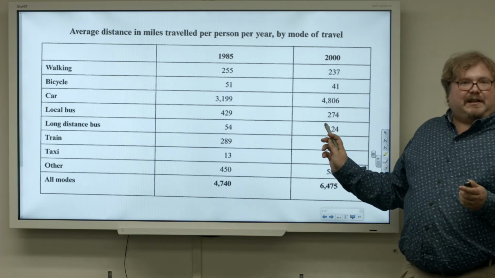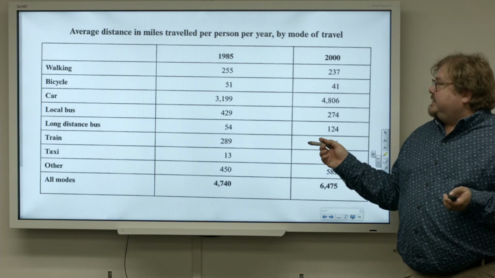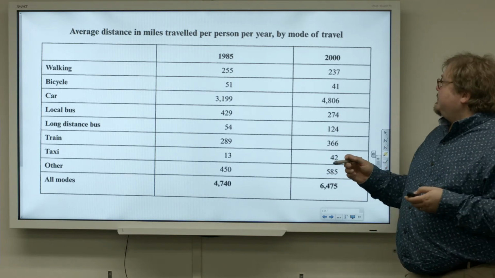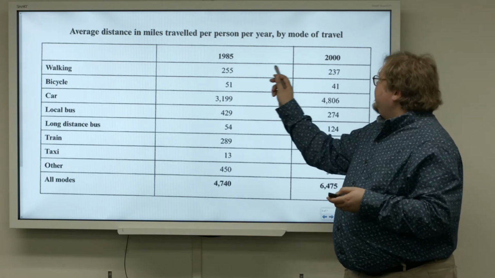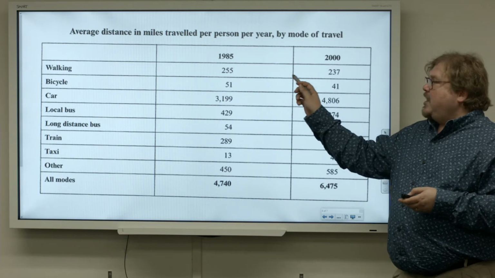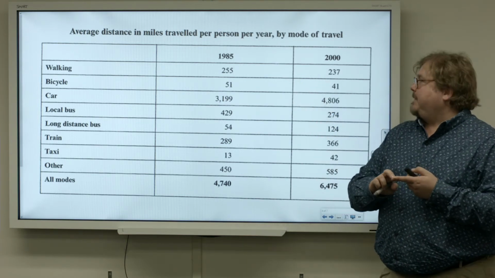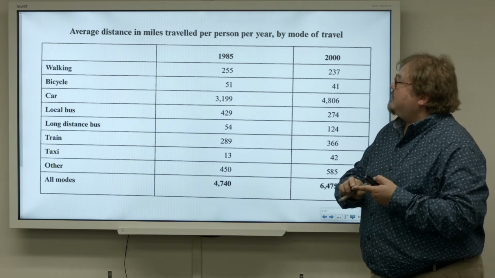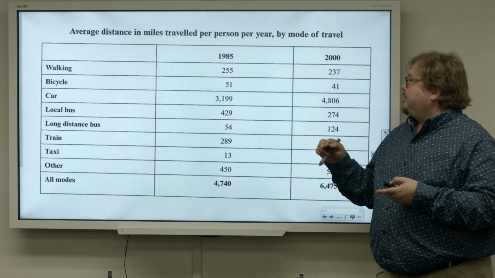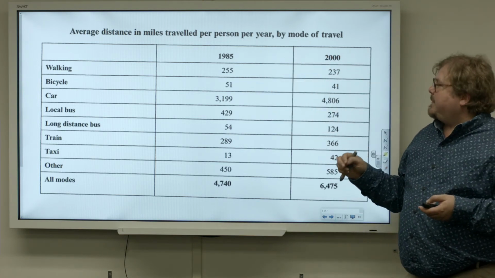So let's think about how we could group these. One way is to look at groups that had a similar change. So we saw that walking decreased a little bit, bicycling decreased a little bit. We can write that in one sentence. Both walking and bicycling, the miles traveled by walking and by bicycle reduced slightly between 1985 and 2000.